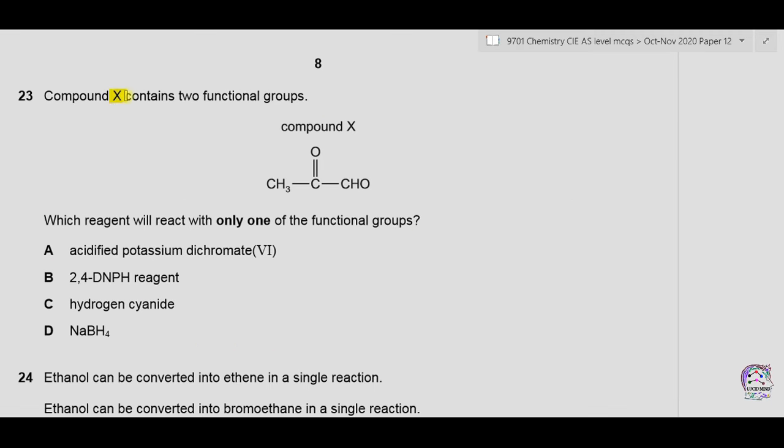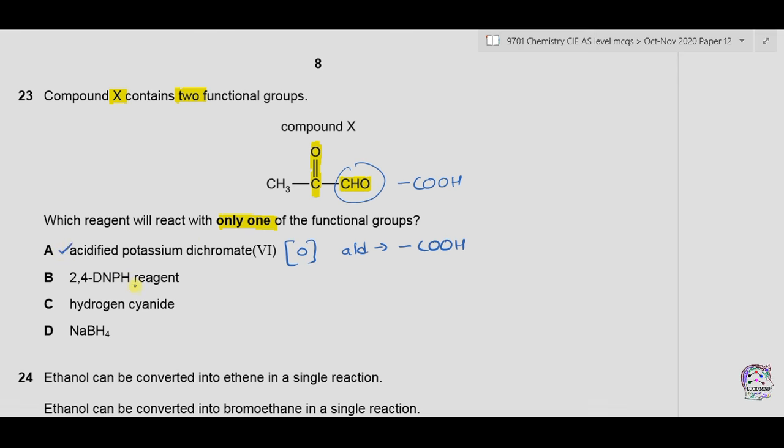Question 23. Compound X contains 2 functional groups. This is compound X. We can see that we have ketone functional group and aldehyde functional group. Which reagent will react with only one of the functional groups? A. Acidified potassium dichromate. Now acidified potassium dichromate is an oxidizing agent and it will oxidize aldehyde to carboxylic acid functional group. So CHO will change into COOH, while ketone cannot be oxidized further. So A will react with only one of the functional groups.